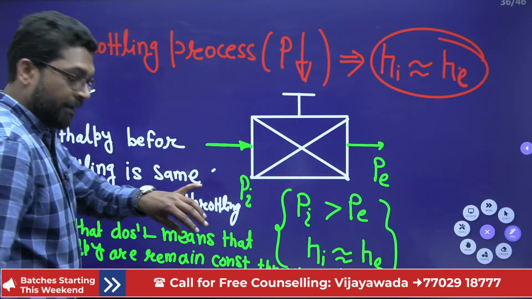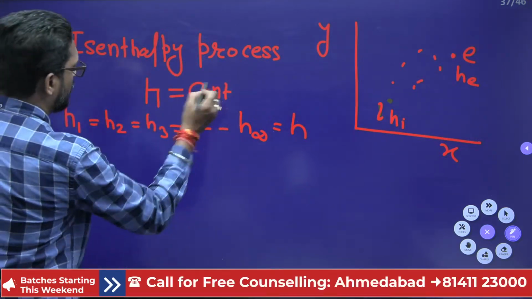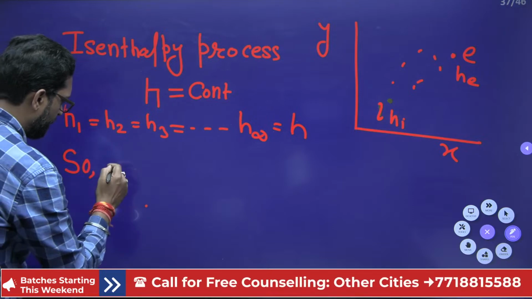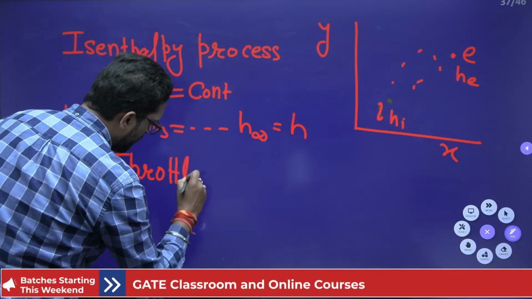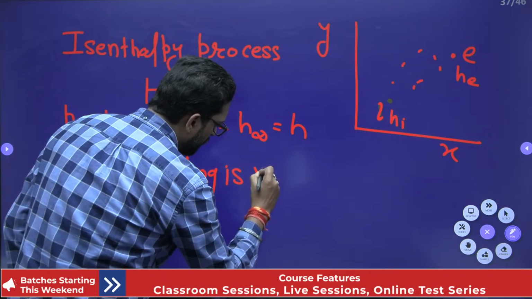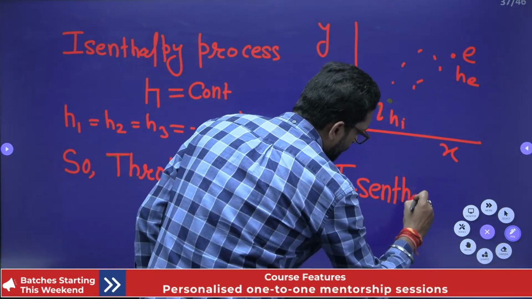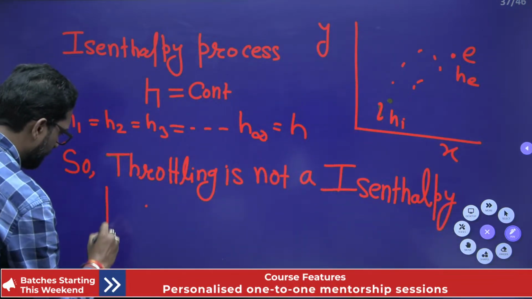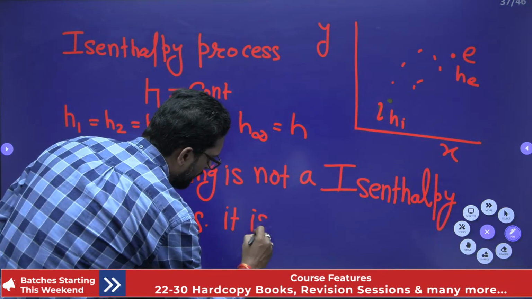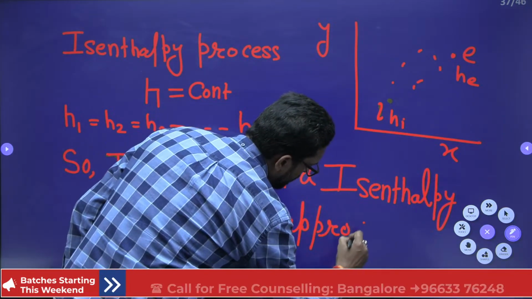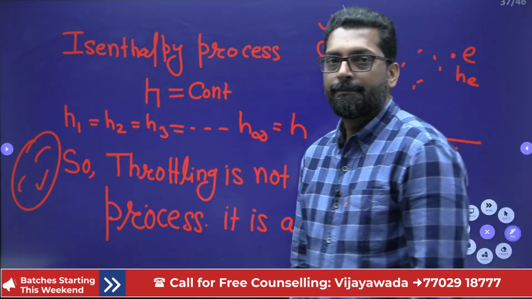Now we ended here, and so we can write here: throttling is not an isenthalpic process, it is approximate. Okay? It is approx.